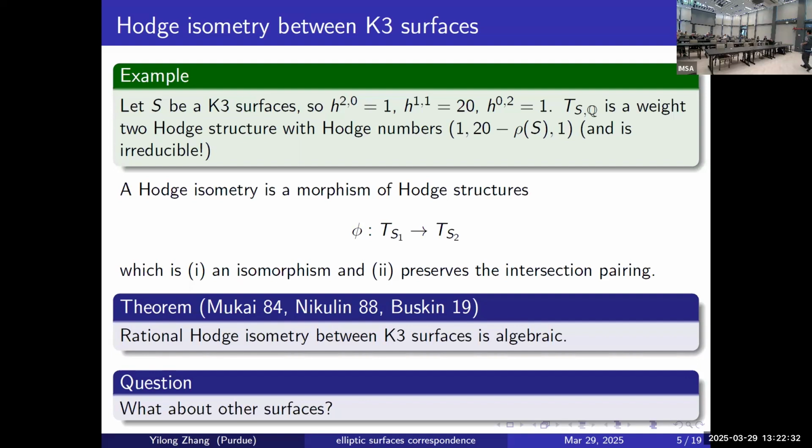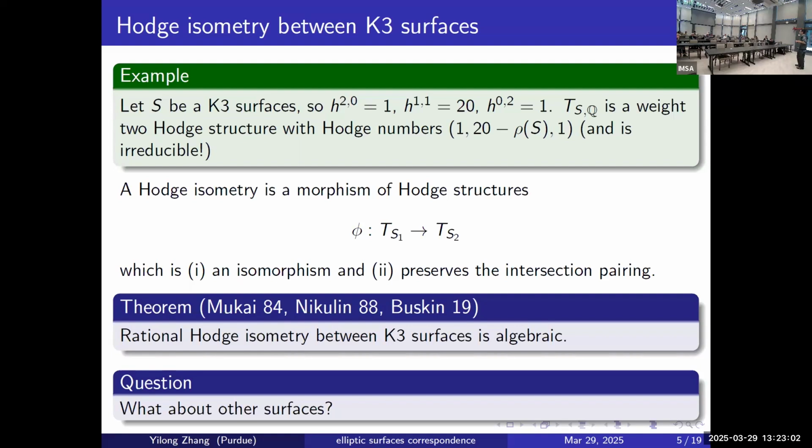And then you can consider the intersection pairing. This is a topological form where you have the pairing of each two. You use the pairing on the transcendental part, and it asks you to preserve the form. So let's say v1 pairing with v2 has to be preserved. That's the notion of Hodge isometry.